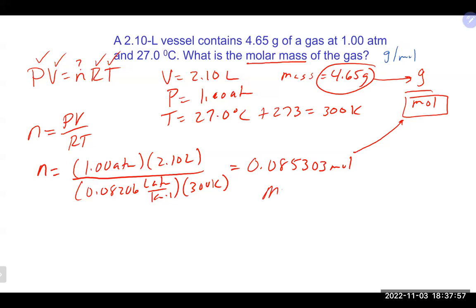So my molar mass in this case would be my grams, which was given to us, divided by the moles I calculated from the ideal gas law. That will give me 4.65 divided by that number, about 54.5 grams per mole.